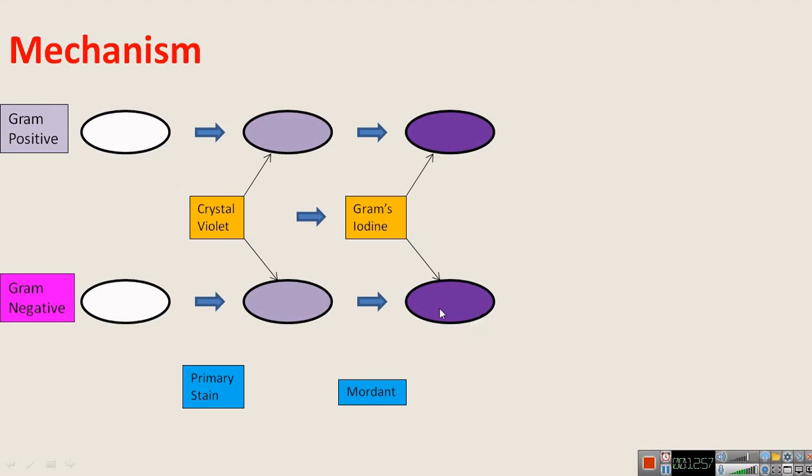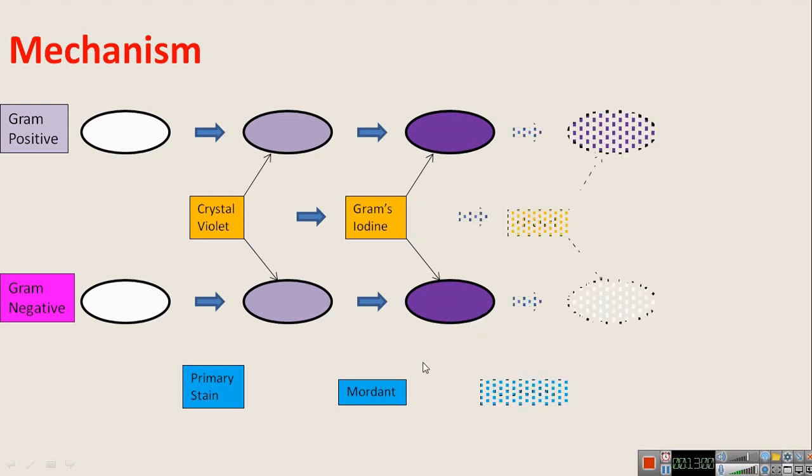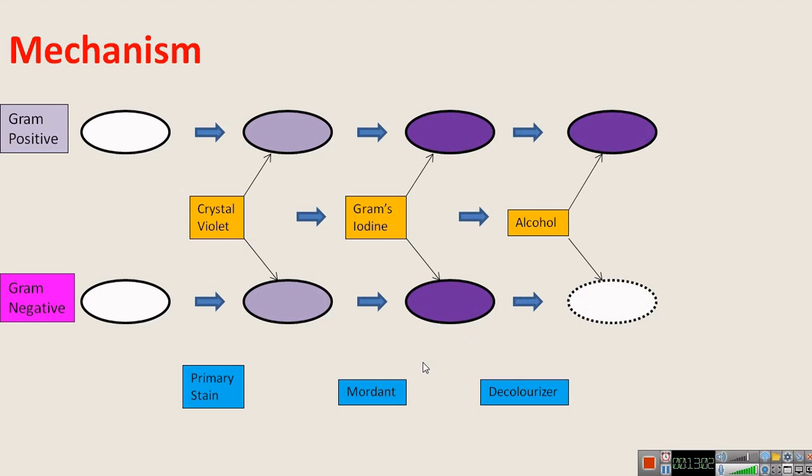After that we give the treatment of the alcohol, and alcohol is acting here as a decolorizing agent. But due to the alcohol here only the decolorization of the gram negative cell is taking place, but there is no decolorization of gram positive bacterial cell. That is the main difference here. Due to alcohol treatment only the decolorization of gram negative bacterial cell is taking place, but the decolorization of gram positive cell is not taking place.